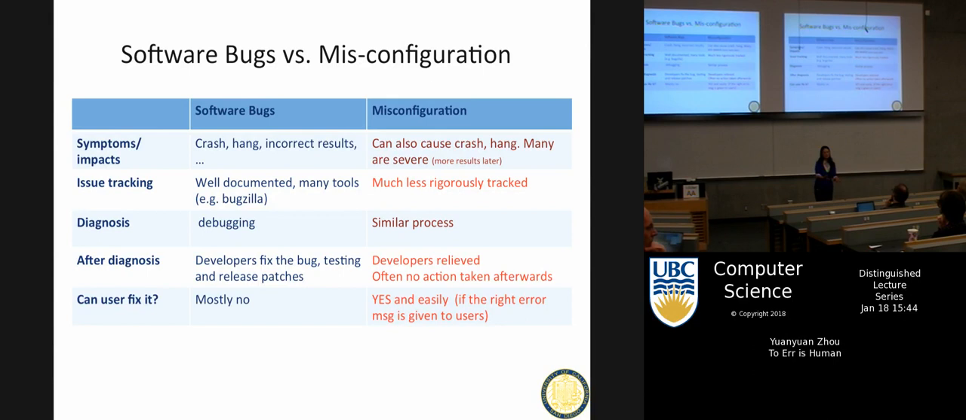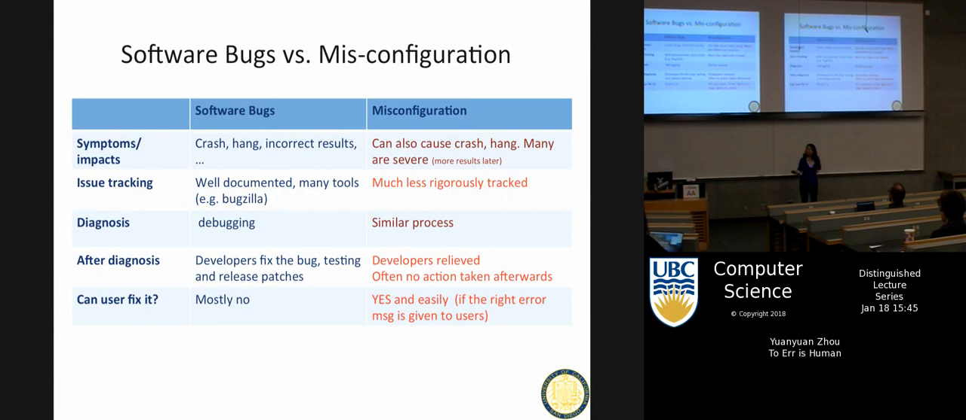Look at software defects, where a symptom is a crash or a hang. Actually, many times with configuration, the system can crash too. If the system admin configures something wrong, the system can also crash. But for software defects, we track everything. We have a Bugzilla database, we have all kinds of bug issue tracking systems. But configuration errors are not rigorously tracked, because once we say it's not our developer's problem, it's the user's system admin's problem, we don't record it anymore, okay?